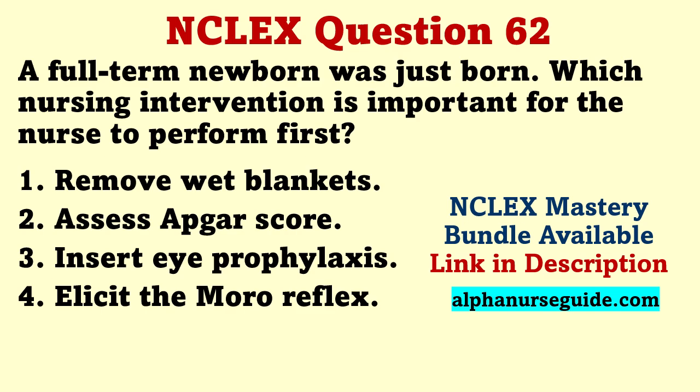A full-term newborn was just born. Which nursing intervention is important for the nurse to perform first? 1. Remove wet blankets. 2. Assess APGAR score. 3. Insert eye prophylaxis. 4. Elicit the Moro reflex. The correct answer is 1.